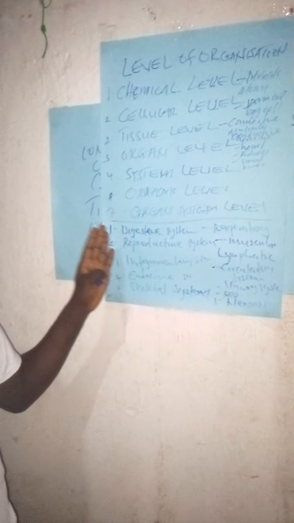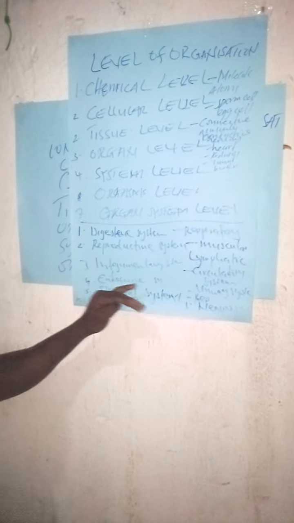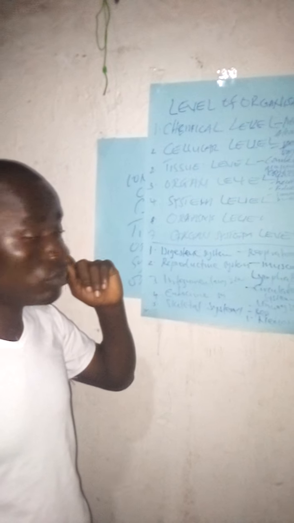Then we have the system level, because it is from the organs that we derive the system level. Under the system level, we have the digestive system, the reproductive system, the integumentary system, the endocrine system, the skeletal system, the respiratory system, the muscular system, the lymphatic system, the circulatory system, the urinary system, and the nervous system. So these are the things that we are going to talk about.